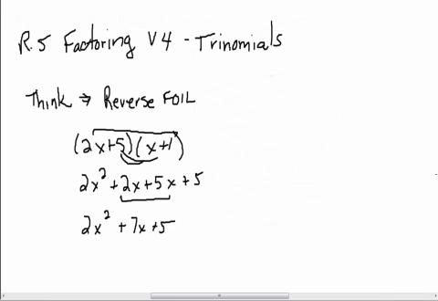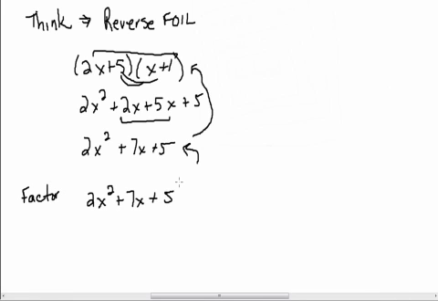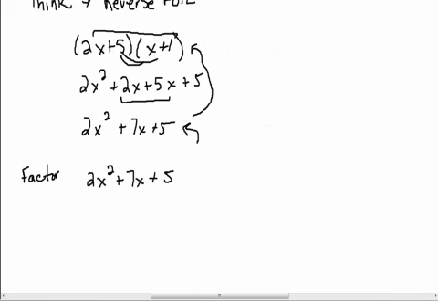Okay, so when we factor, you'll be given the trinomial, and you'll be asked to go back through these steps to end up with the two separate factors. So let's use the same trinomial and talk about how to go backwards. Again, the directions would say factor completely, and we'll look at 2x squared plus 7x plus 5.